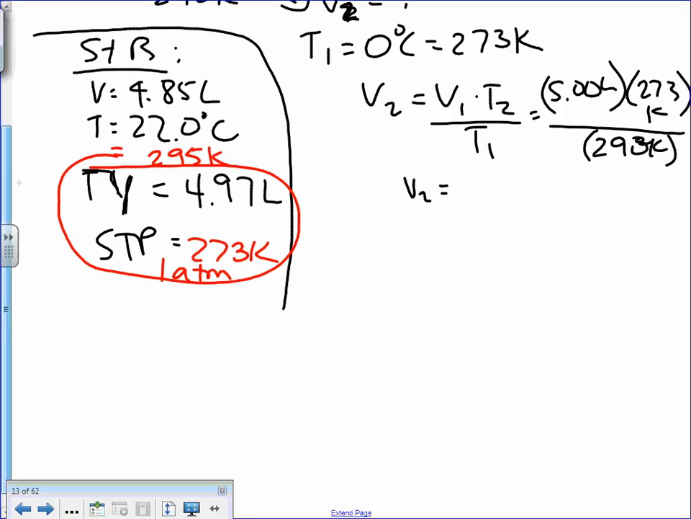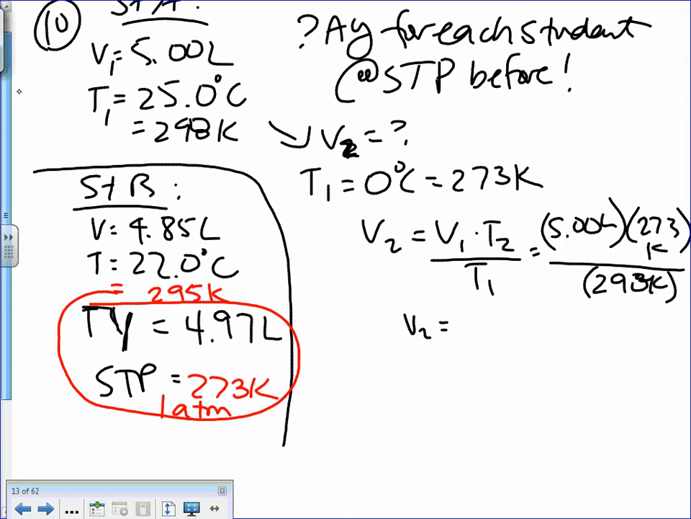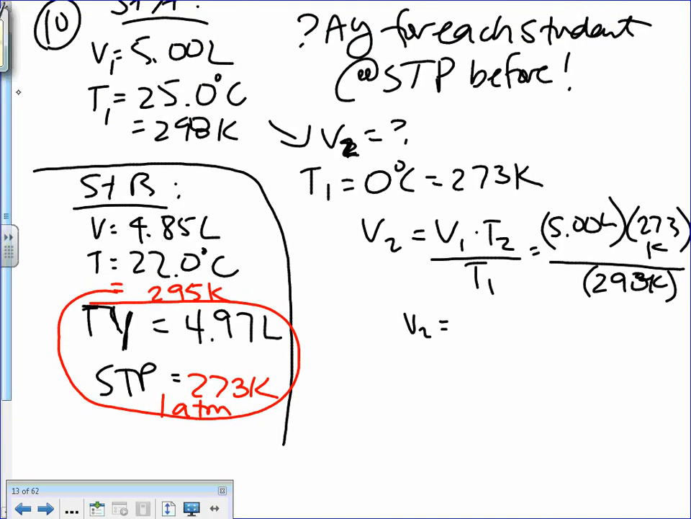Well, if students A and B are not at those conditions, we need to get them there before we can find their percent yield. So that's what I've just done on student A. This was their initial conditions. We need to compare that to STP conditions before we can compare their volume of gas made to the theoretical yield of 4.97. So their volume is what we're looking for. They got 5 liters at 25 degrees Celsius. Well, what would their volume be at 273? Because that's what we need to compare to.